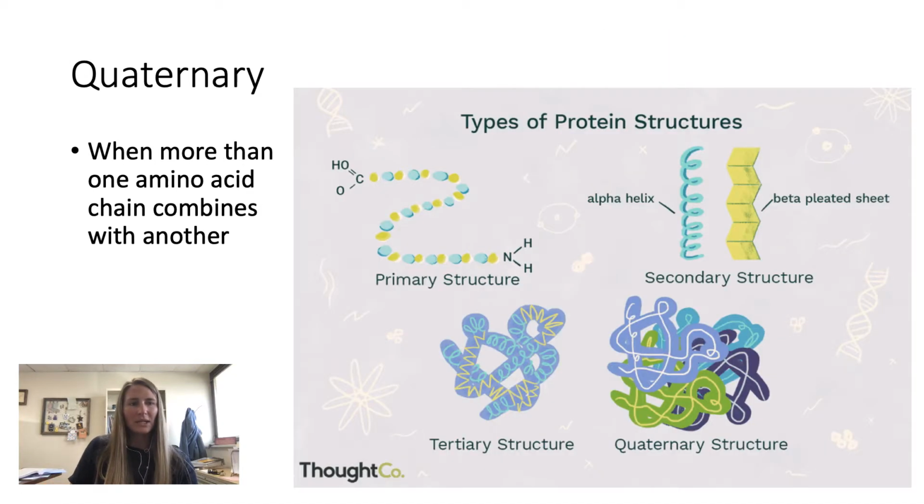Then finally, we can take that 3-dimensional folded pattern and combine them with other 3-dimensionally folded proteins and get quaternary structure. This is when 2 people come together to make a team. This is when 2 proteins come together to make a team. So you'll see in the bottom right-hand corner, we have 4 different colored proteins. They've all started to bond together and create quaternary structure for that protein as a whole.